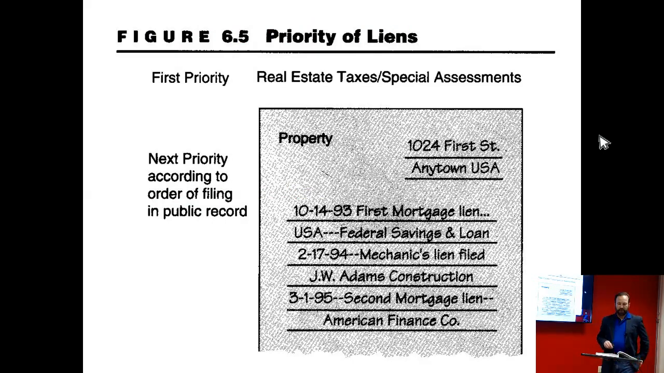Okay, figure 6.5 shows you here again the order in which liens run. The way you have to look at it is, you have the mortgage lien in the first position, you have the mechanics lien there, and you have a second mortgage lien. So looking at that chart, which one has priority? The one that was recorded in 1993, right? It also goes to say that the priority of liens is determined by how they're recorded.